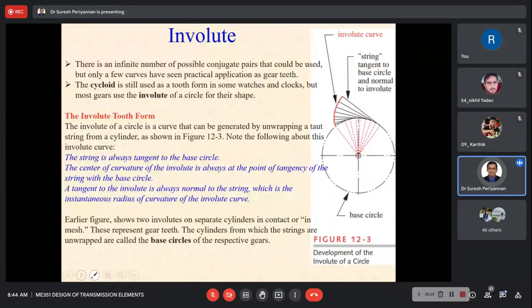Before I tell you, don't worry. Just see this statement: there is an infinite number of possible conjugate pairs that could be used, but only a few curves have had practical application in gear teeth.